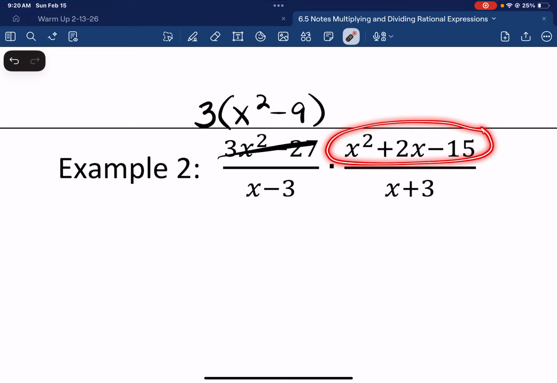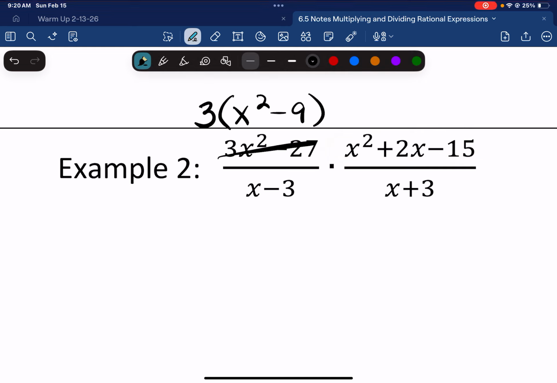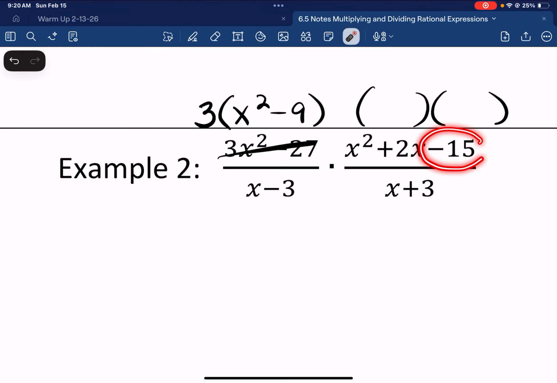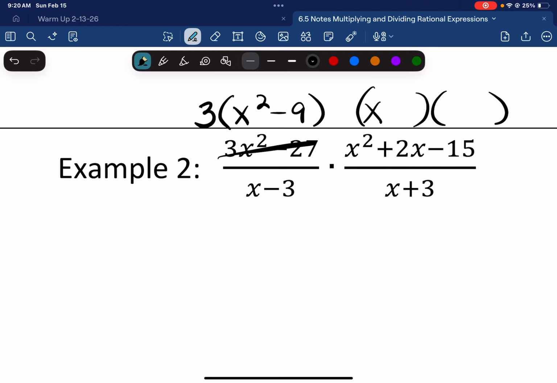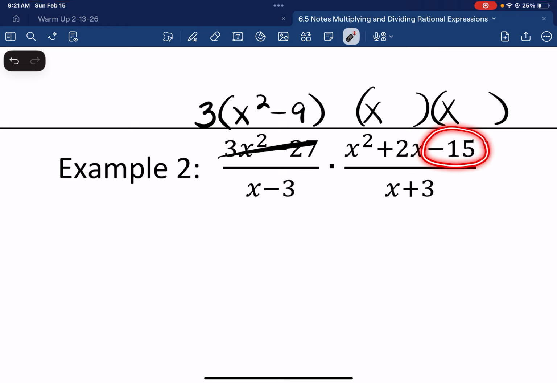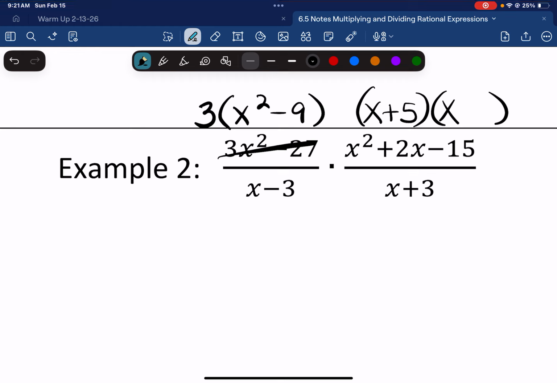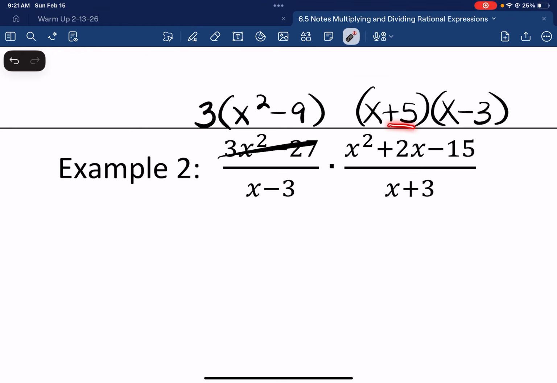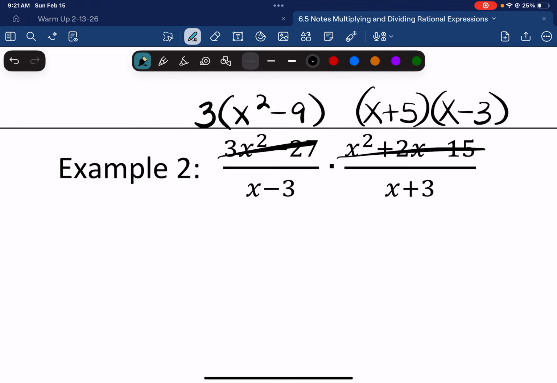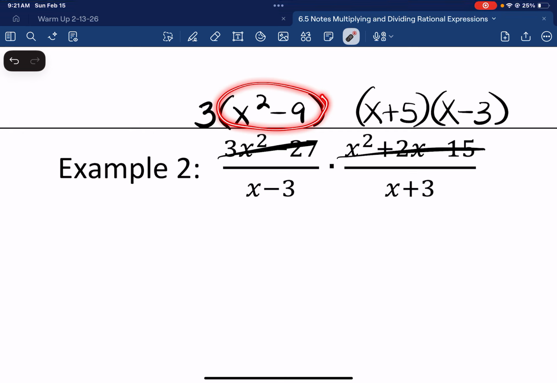But if I look at x squared plus 2x minus 15, my a value is the number 1, and my c value is a negative 15. So what are the factors of negative 15 that combine to give me this positive 2? So I start with an x in each of these, and the factors of negative 15 that combine to give me a positive 2 are a positive 5 and a negative 3, right? When I multiply them together, I get negative 15. When I add them together, I get a positive 2. Okay, so now I look at this and I say, is there anything else that I can do? Well, go ahead and cross that out. This x squared minus 9 is the difference of two perfect squares.